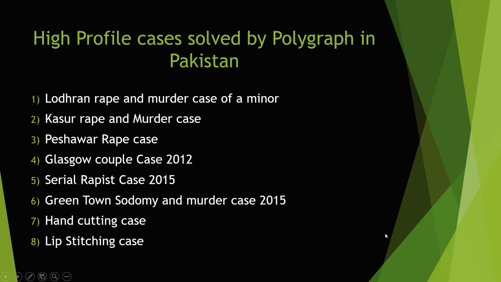These are some of the high profile cases solved with the help of the polygraph by the forensic experts of the government of Punjab. We will not discuss all the details of these cases, but an overview: Lodhra rape and murder case of a minor, Kasur rape and murder case, Peshawar rape case, Glasgow couple serial rapist case of 2015, Greentown's dummy and murder case, hand cutting case, and lip stitching case. All these cases were solved with the help of the polygraph, and these results were also supported by other evidence.